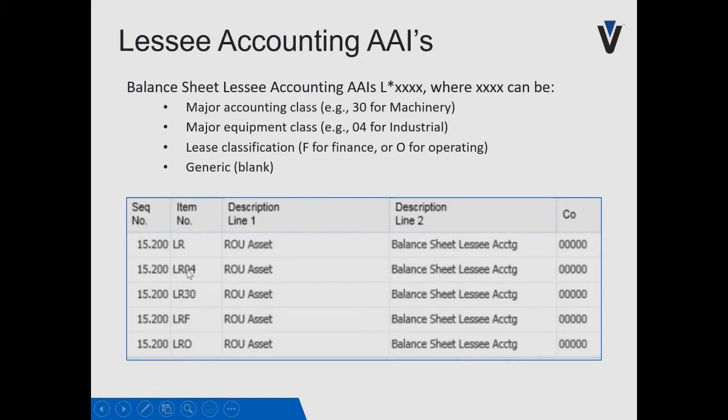So this is an example of major equipment class 04. This is an example of major accounting class 30, or if it's the lease classification, finance or operating. And it goes in this order for hierarchy. So if it doesn't find it in the accounting class, it looks for equipment, it doesn't find it there, it looks for classification, doesn't find it there, it just goes back to the blank or the base.